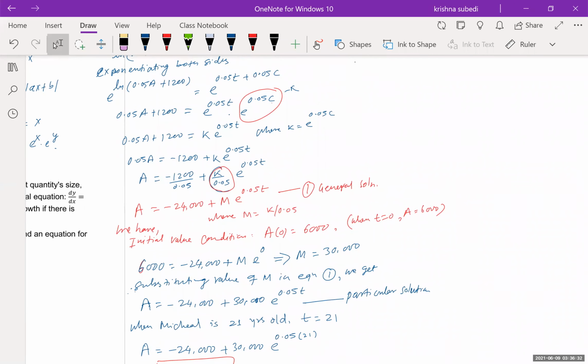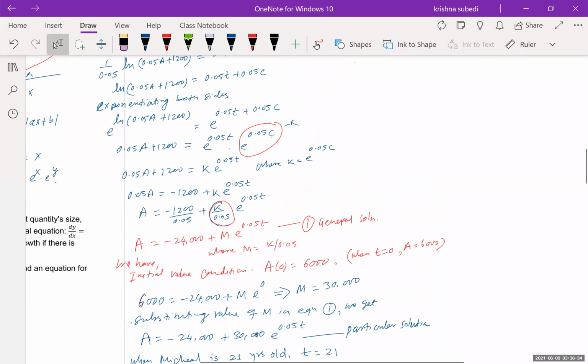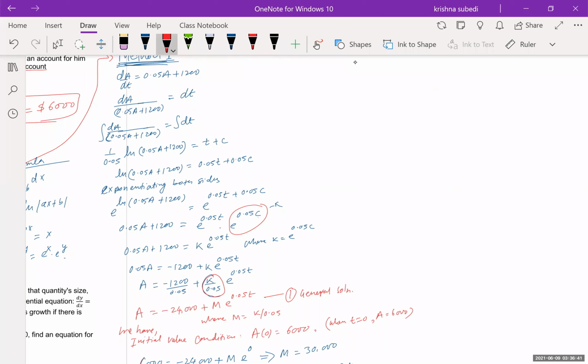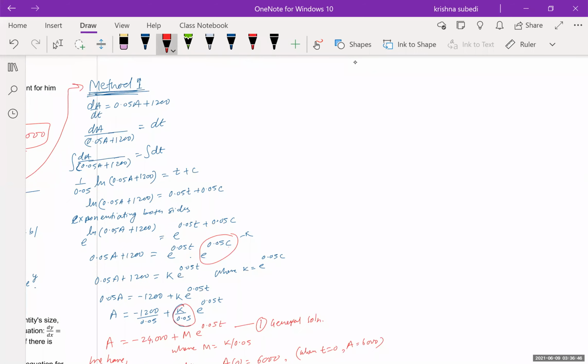All right. Now, suppose we want to use the integrating factor method to solve this differential equation. Let's try that. Okay, method 2. You can use any one of the methods. You can use the separable differential method, that's okay, but let's try using the integrating factor method just for fun.